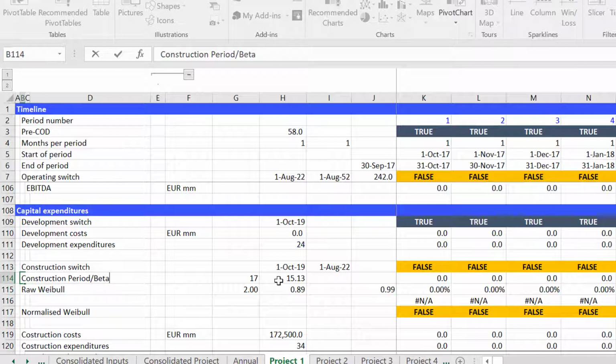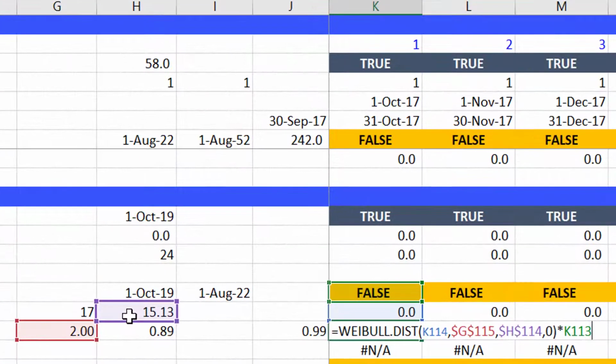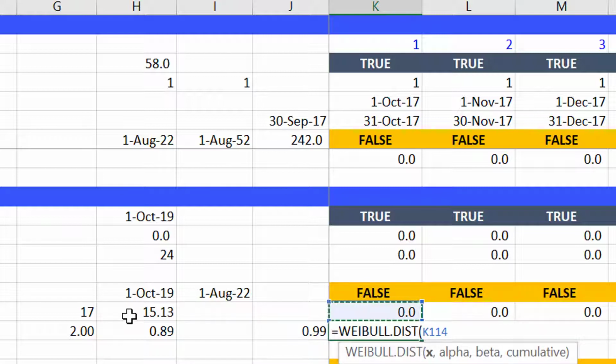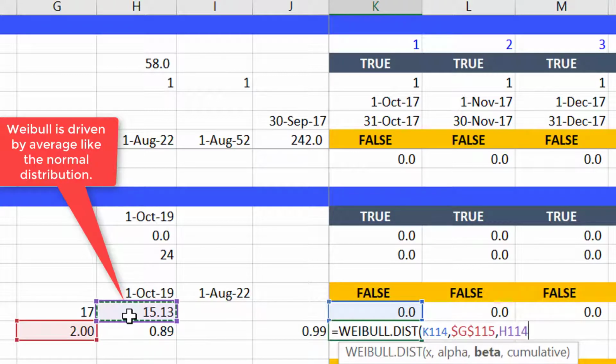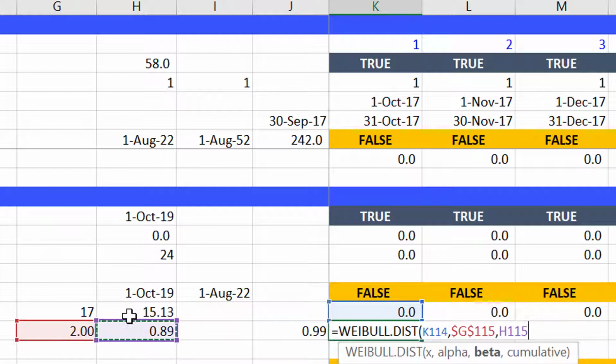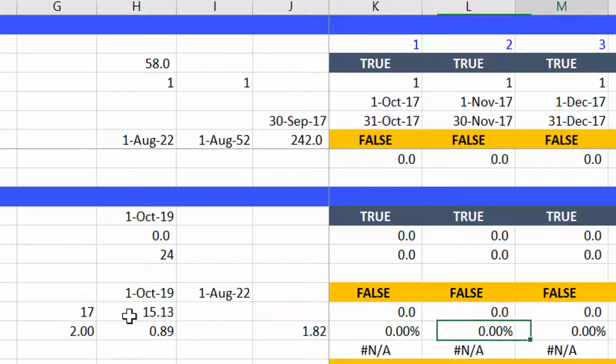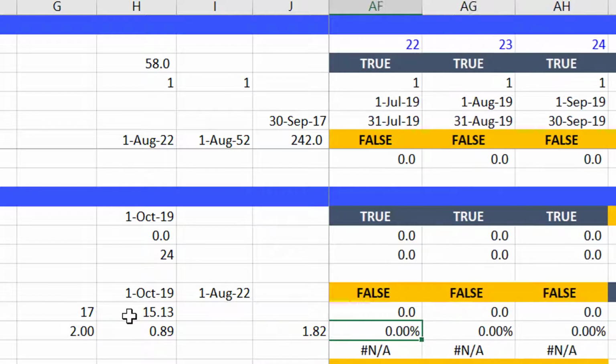Alpha, beta. And the way you compute this beta with the Weibull, you put these little factors in. There's a Weibull distribution, and it says, take the x number, and then I said, well, the alpha is our 2, and then the beta, this is the average construction period. This is COUNTIF divided by 2, multiplied by the alpha, by this 0.89, this gamma. I'm going to press F4, and then I'm going to put false or 0 in for making it a cumulative distribution. And I go across, and we get some numbers.